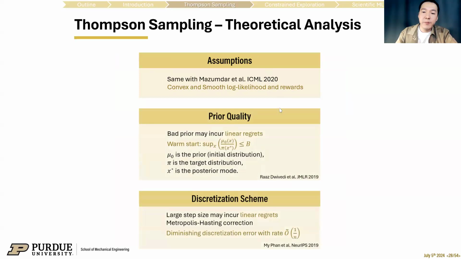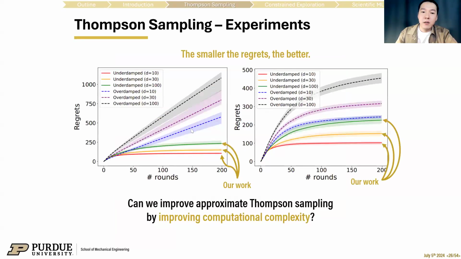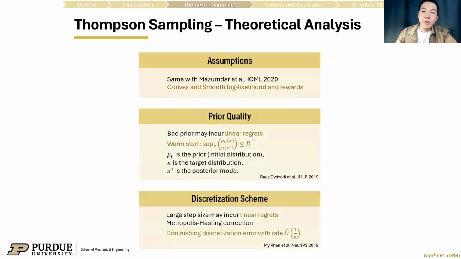And when you consider Thompson sampling approximated by Langevin Monte Carlo, you have to be very careful about the prior selection and the discretization scheme, because improper selection will make it fail and incur linear regrets, just like what we saw in this figure. So for the prior, we adopt a strategy commonly used in MCMC called warm start. So we upper bound the distance between the prior and the target with a constant b. And for the discretization scheme, there are two commonly used strategies. The first one is to consider a Metropolis Hastings step to correct the bias.